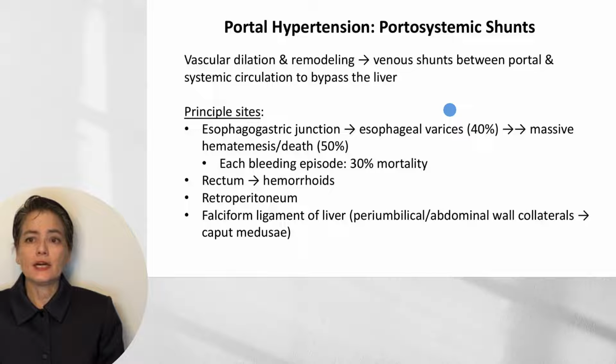We can also get shunts at the rectum, which yields hemorrhoids, in the retroperitoneum, and in the falciform ligament of the liver. This results in periumbilical and abdominal wall collaterals that are referred to as caput medusae because of the appearance of these veins snaking out from the umbilicus. And I'll show you an image of that in a moment.